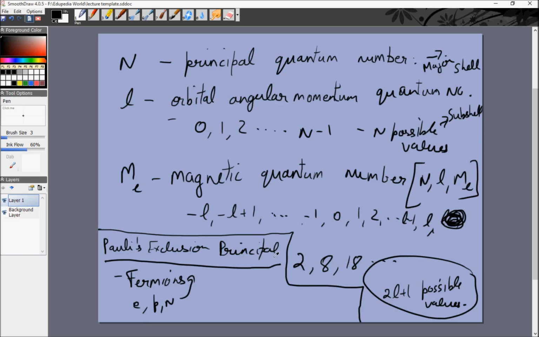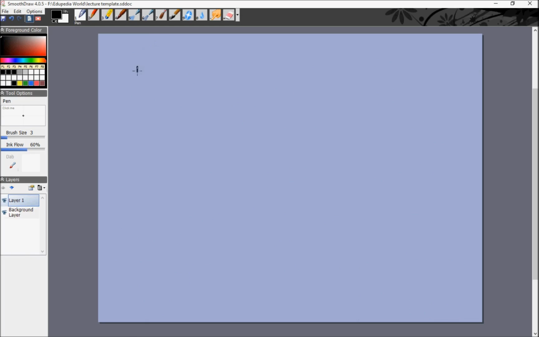Right. So let's look at what that tells us. So first of all, let's just start with a random shell. Let's start with n is equal to 3. N is equal to 3, by the way, is referred to as the M shell. N is equal to 1 is the K shell.